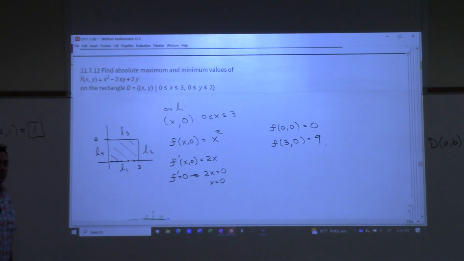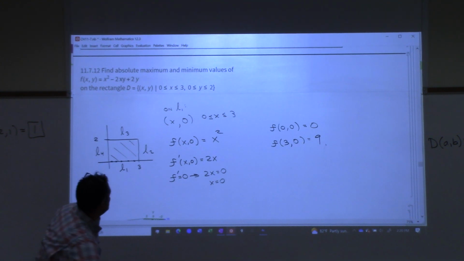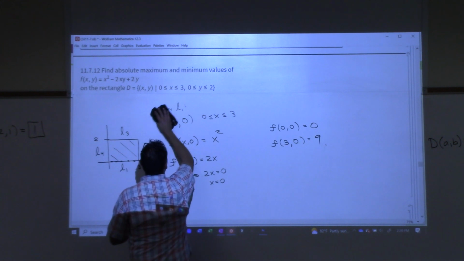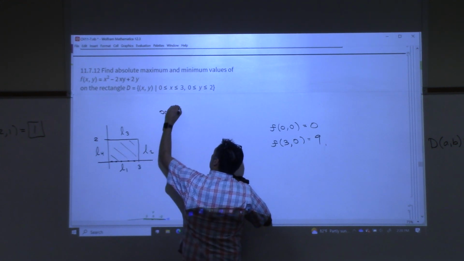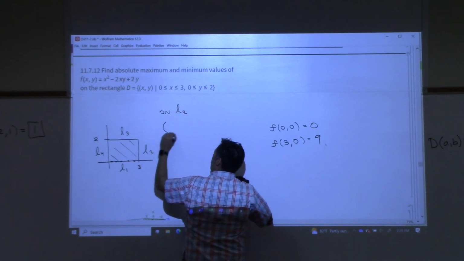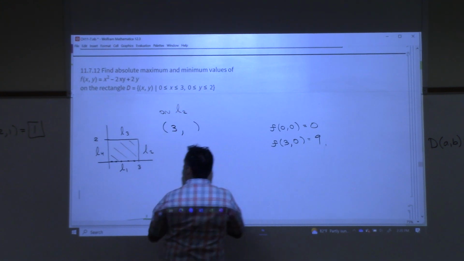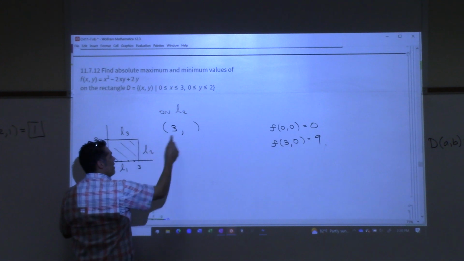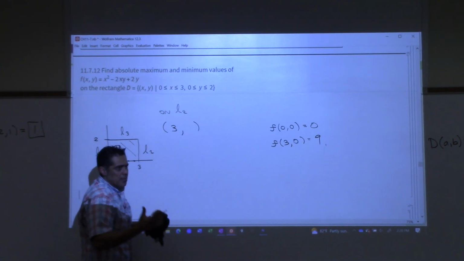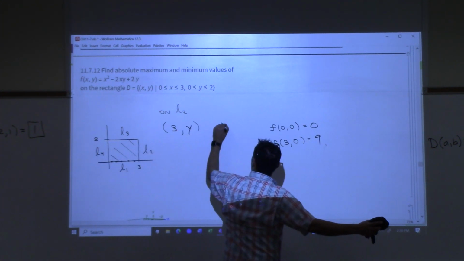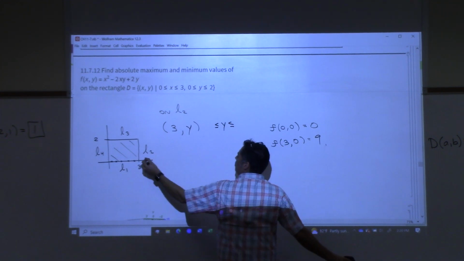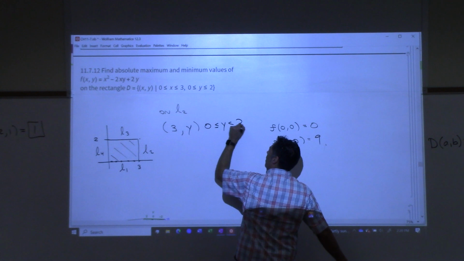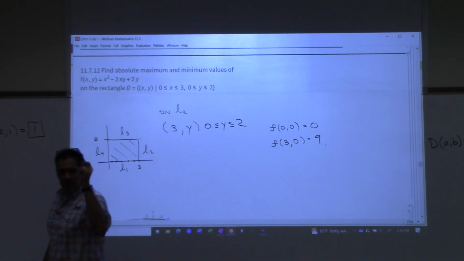X is 3 for the entirety of L2. Hold on, L2, you're doing L2, right? So tell me again. X is 3 for the entirety of L2. Okay, so on L2, your ordered pair, your x is always 3. So if we're here, x is always 3. And then what's the y? Any y within... L1 and 2. 0 to 2. There we go. Good. Everyone got that?